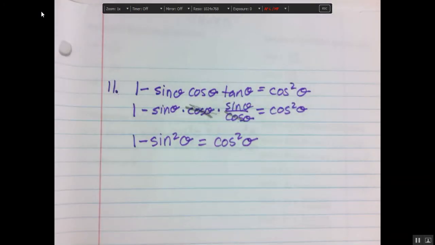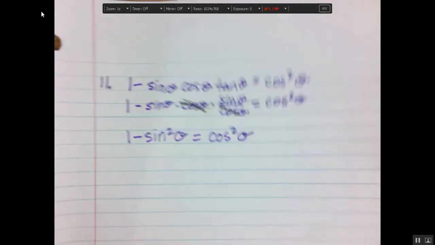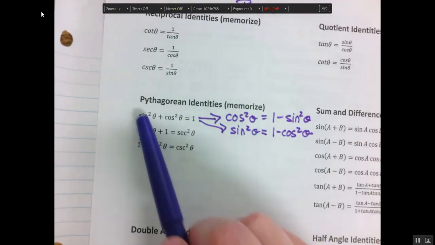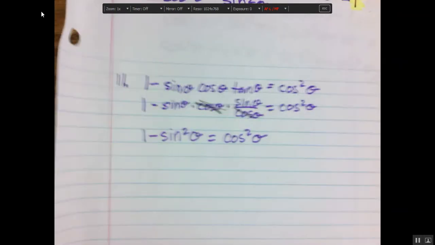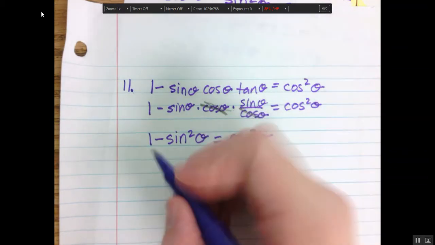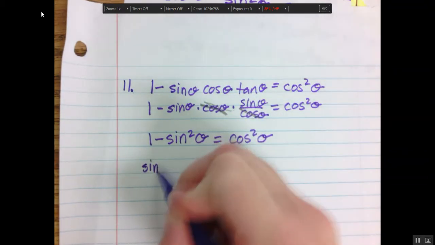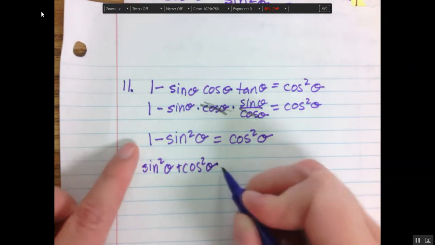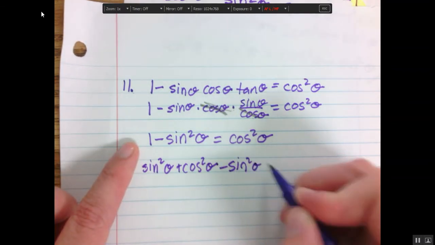Now, we do know we could change this directly to cos squared theta from your list, but I kind of like Michael's idea from the start because it's a little bit nicer to use these identities without the change if it's possible. So if I take Michael's idea and I change the 1 to sine squared plus cos squared, it just adds 1 step in here. So my 1 is going to become sine squared theta plus cos squared theta. And then I bring down the minus sine squared theta.